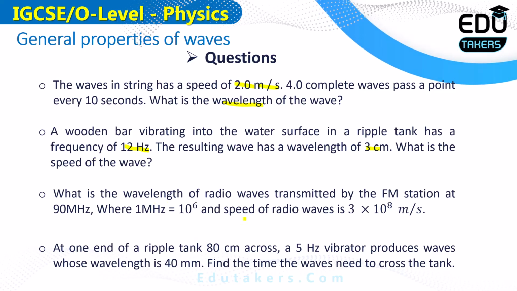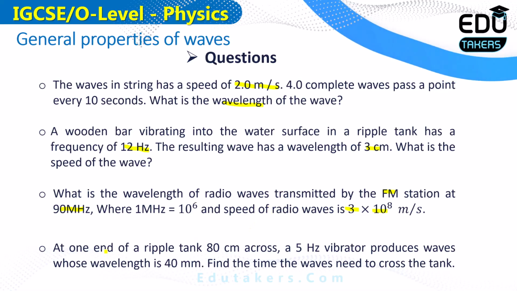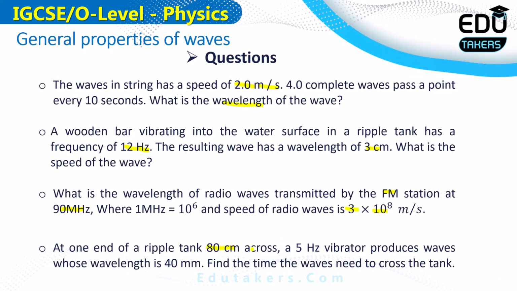Next question. What is the wavelength of the radio waves transmitted by the FM station at 90 MHz? Where 1 MHz is equal to 10 to the power 6 Hz, and the speed of the radio wave is 3 times 10 to the power 8 meters per second. Again you have to find out the wavelength when the speed and the frequency are given. The last question is that at one end of the ripple tank, 80 cm across, a 5 Hz vibrator produces waves whose wavelength is 40 mm. Find the time the wave needs to cross the tank. So basically here you need to find out the time when the frequency, wavelength and the distance are given.